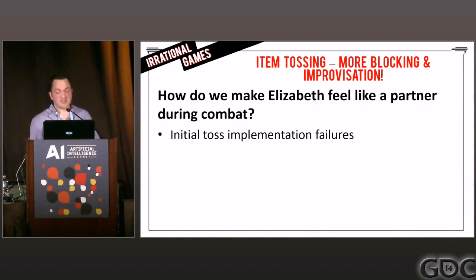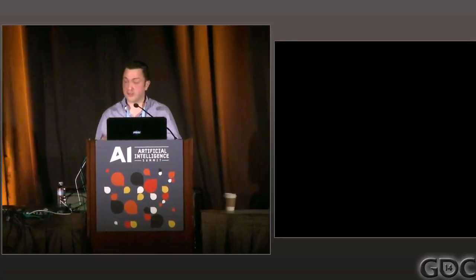So when I started with the Elizabeth team, the current design of the item toss in combat required her to create the item off screen and for you to look at her when you wanted to receive it, and you actually had to get kind of close to her. So this video gives you kind of an idea of how it worked. It's from the middle of combat, and when the off-screen Elizabeth offers the item, you have to walk up close to her and face her while she still has the item.